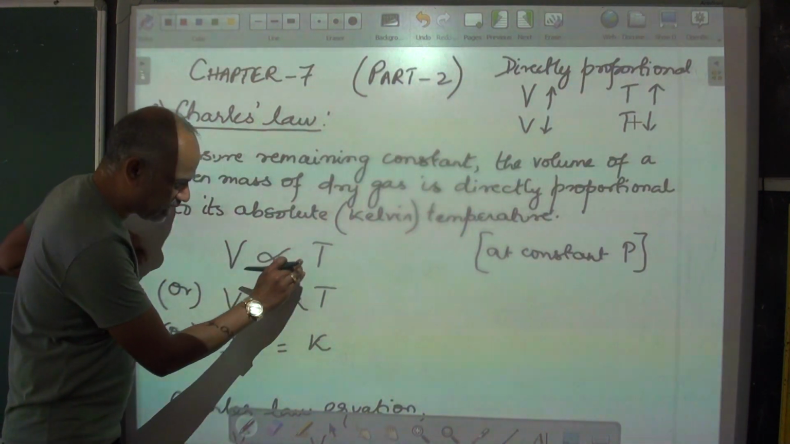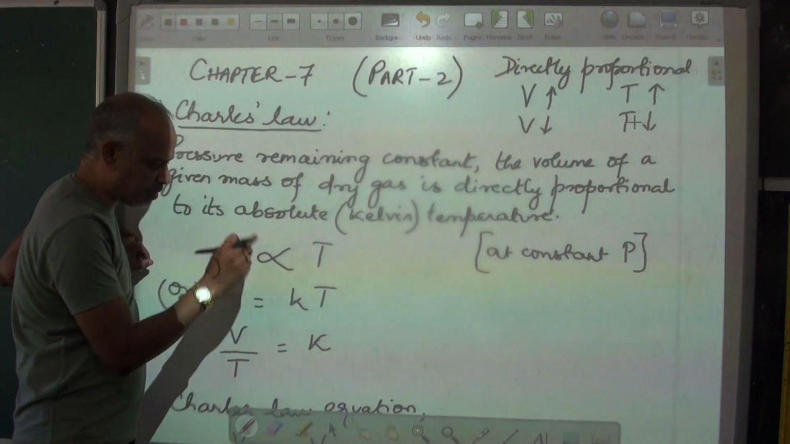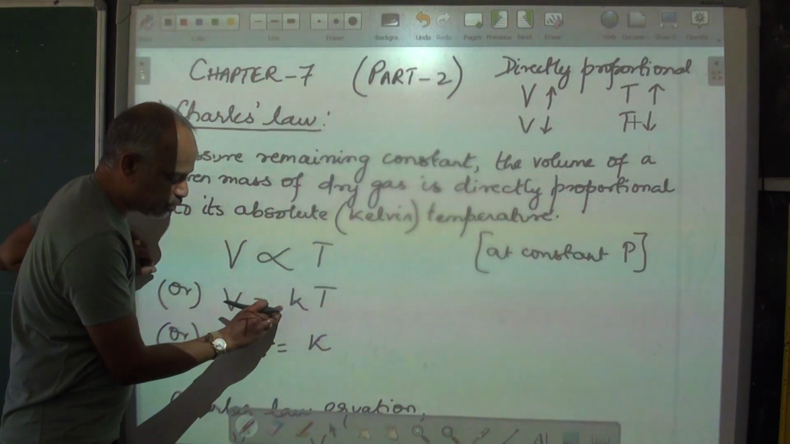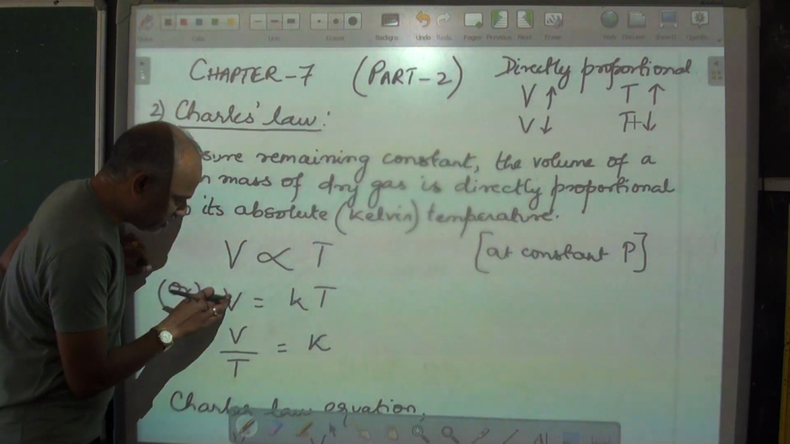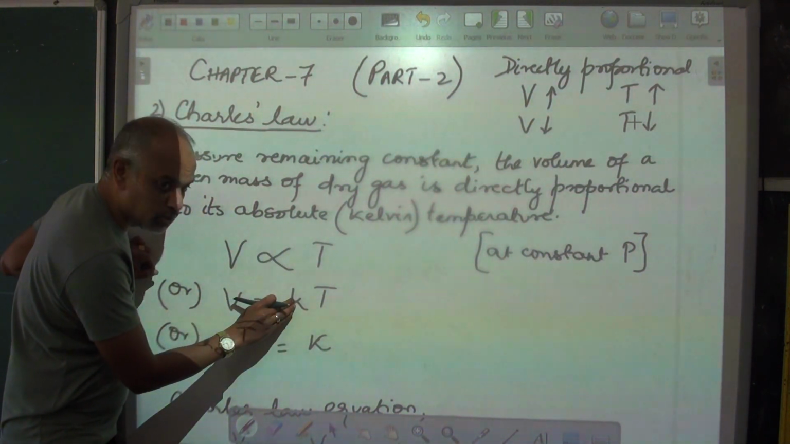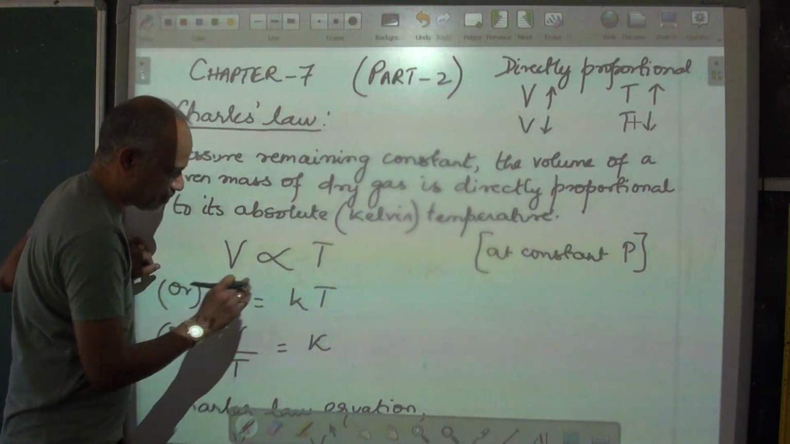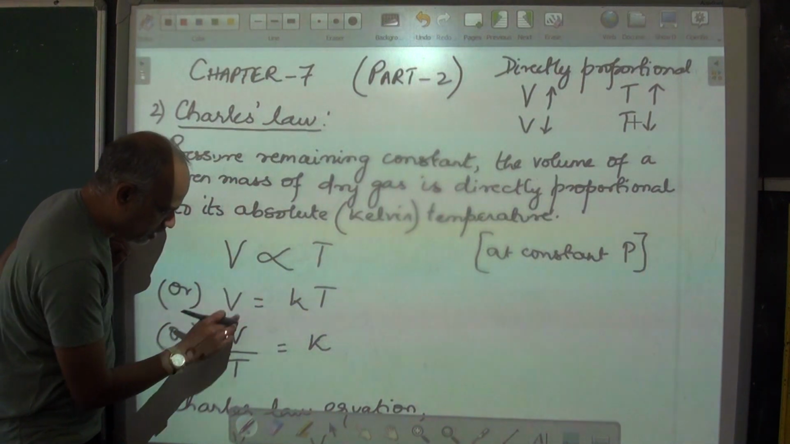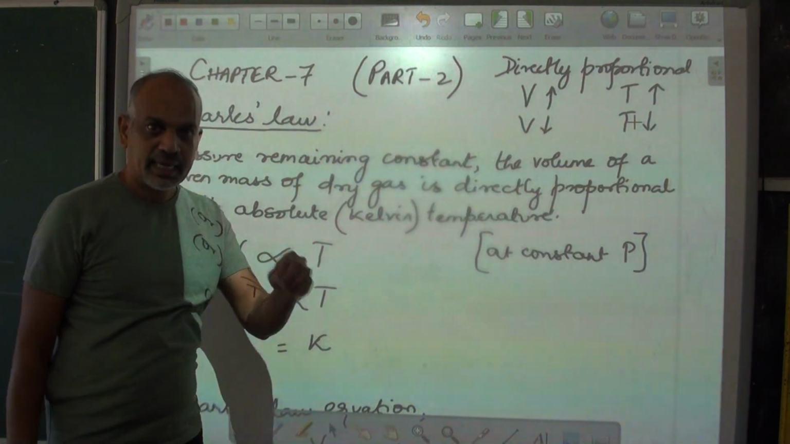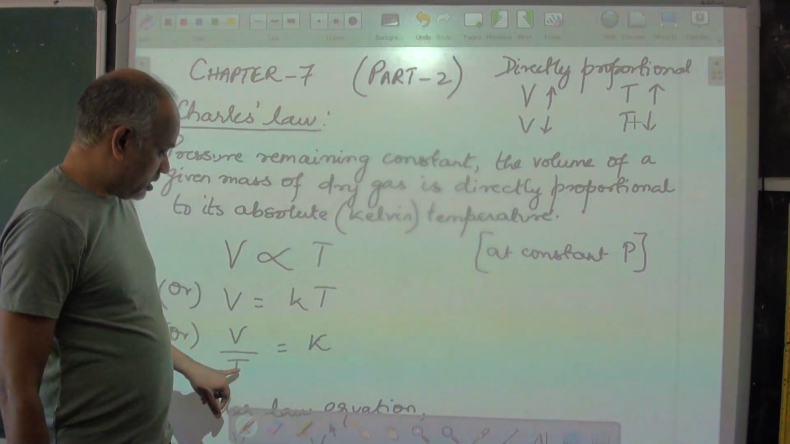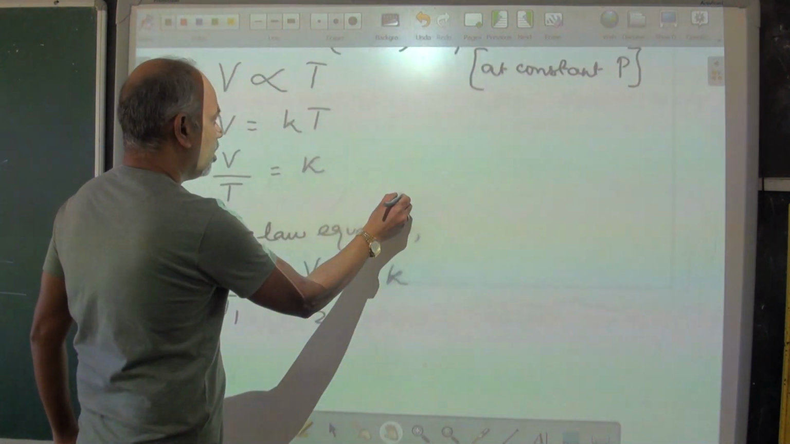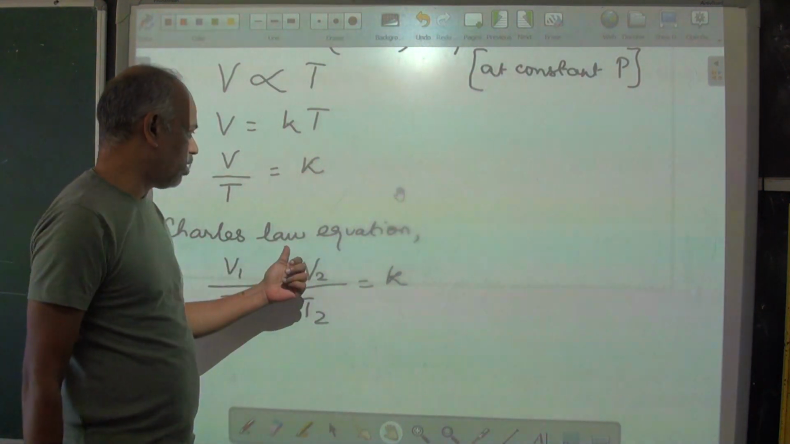Now if I remove this proportionality sign and put an equal to sign, as I told you previously, whenever you remove the proportionality sign and introduce an equal to sign, you have to introduce a constant. So V is here, this is going to change to equal to, T is here, because this changed to equal to, you introduce a constant. Constant is K. Bring the T this side. V divided by T is equal to a constant. If you divide volume and temperature in any condition, then it always remains a constant. So, according to Charles' law, this is Charles' law equation.